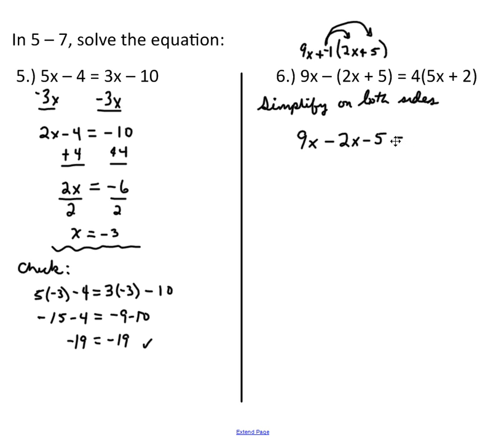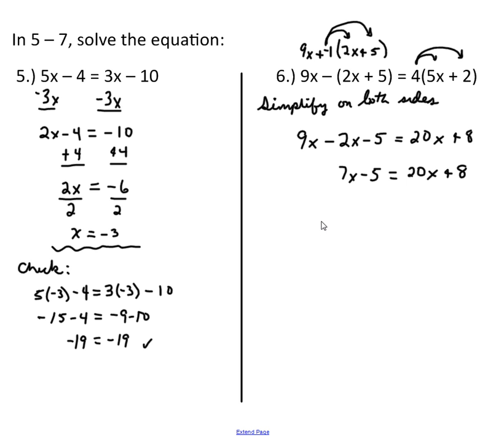Now on the right-hand side, we've got 4 times the quantity 5x plus 2. So just like we did on the left, we need to distribute the 4 on the right to both terms in the parentheses, giving us 20x plus 8. So let's do a little subtraction right here. 9x minus 2x gives us 7x, combining our like terms, and that's equal to 20x plus 8. Well, not too bad.